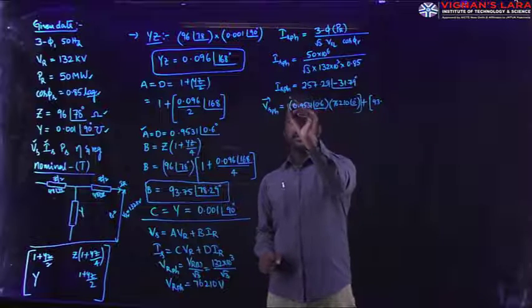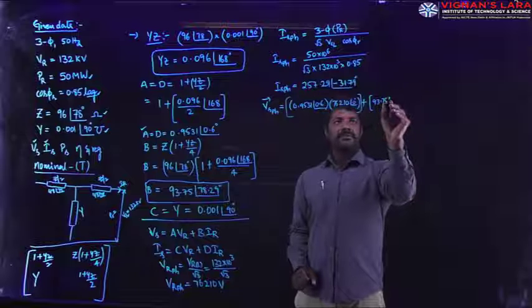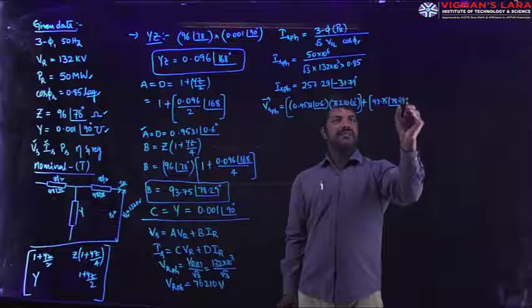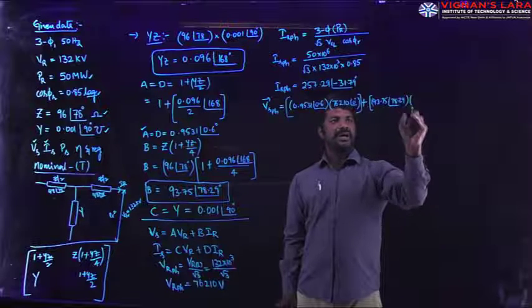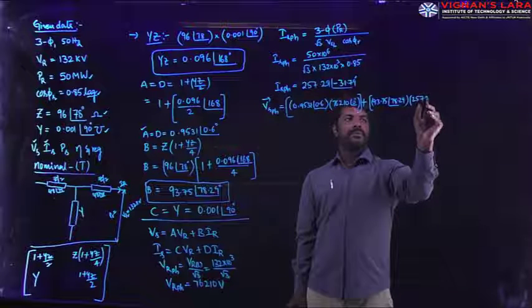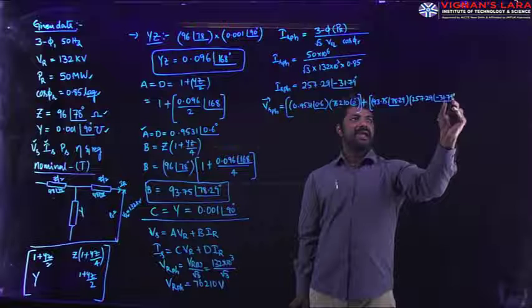Let me put it in brackets for convenient purpose. 93.75 makes an angle of 78.29. This is the B value, which should be multiplied with IR. IR is 257.29, making an angle of minus 31.79.